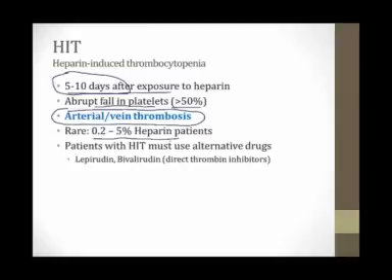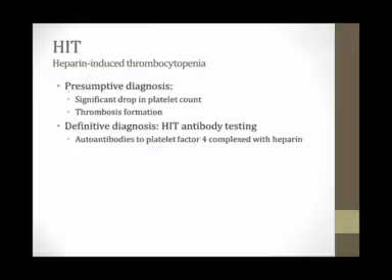And patients who develop this complication must be treated with alternative drugs. It's not enough to just stop the heparin because these patients are hypercoagulable. You have to stop the heparin and then start another drug, usually a direct thrombin inhibitor like lepirudin or bivalirudin. You make a presumptive diagnosis of HIT in a patient who has a significant drop in platelet count while they're receiving heparin therapy, or a patient who forms a thrombus while on heparin therapy. And once you suspect the diagnosis, you need to stop heparin immediately.